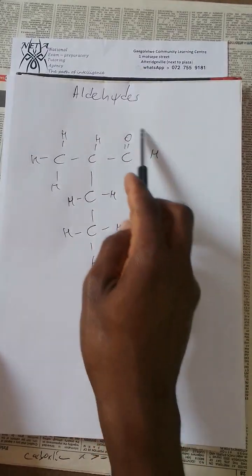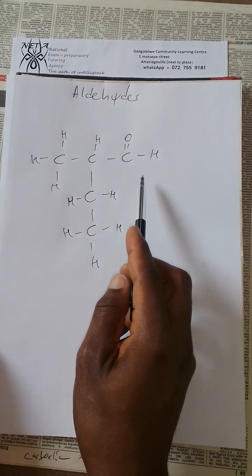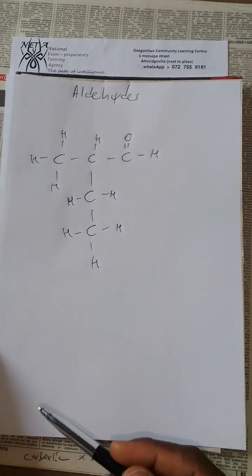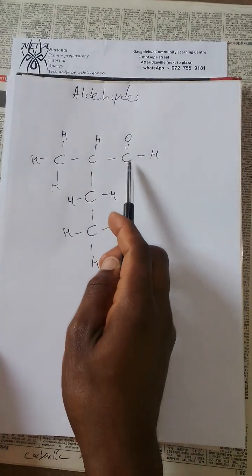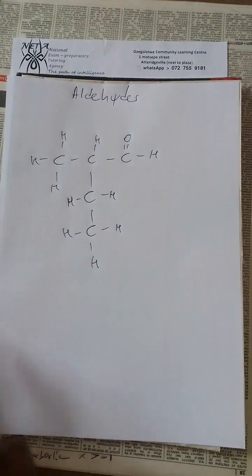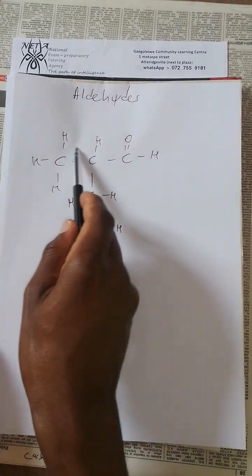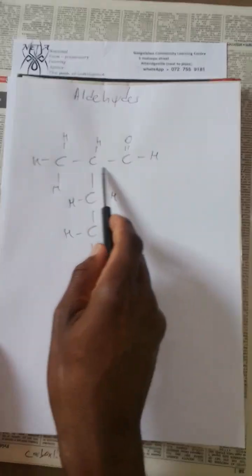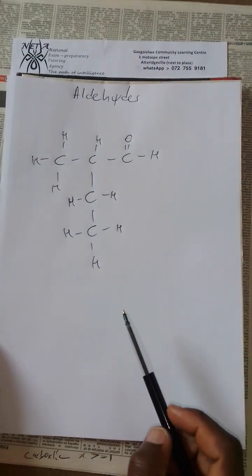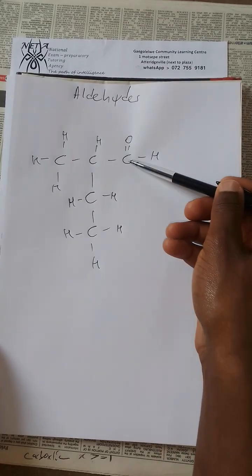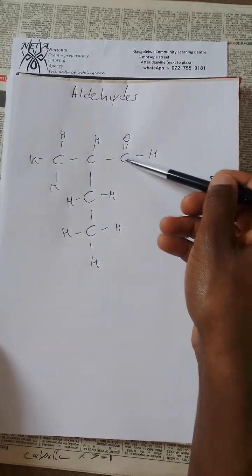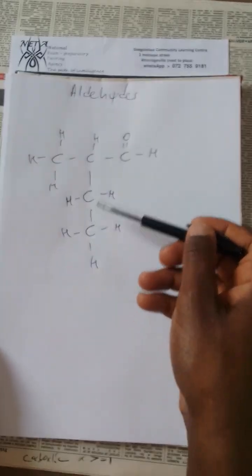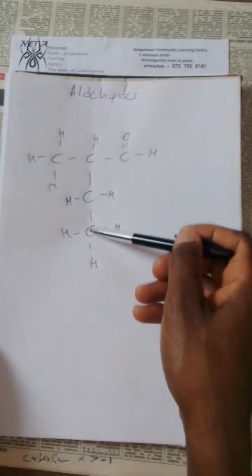Now, when you start from this point, you count to check the chain with the highest number of carbons. So let us start our counting. 1, 2, 3. You can see that this chain has only 3 carbons. Let us check another chain. 1, 2, 3, 4. You can see that this has 4 carbons, and this is the highest. This is the chain with the highest number of carbons.